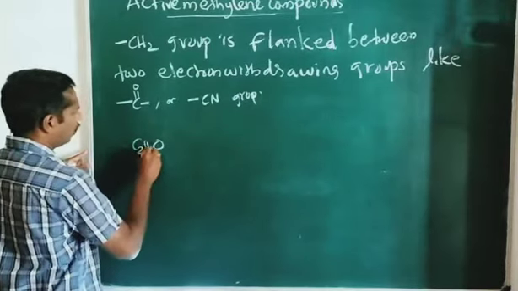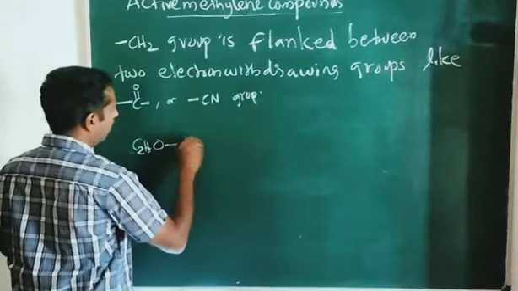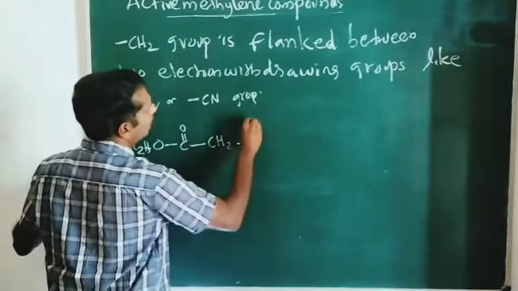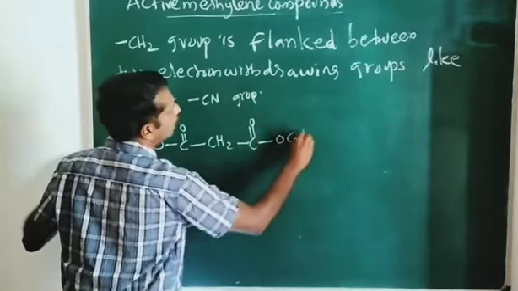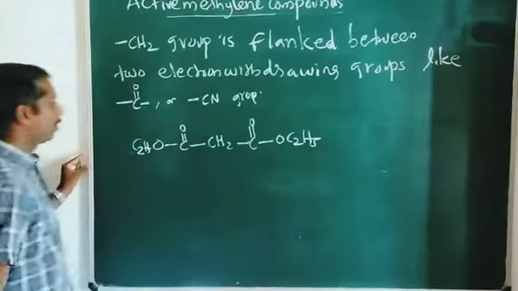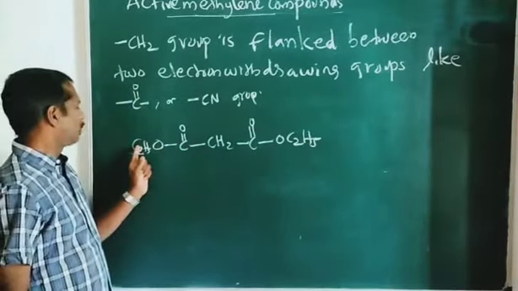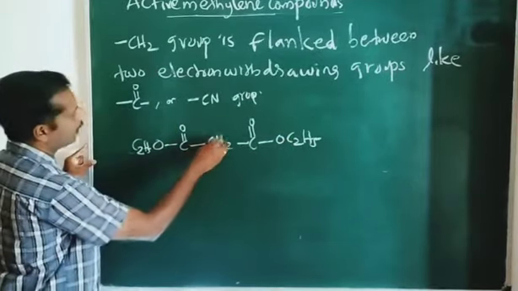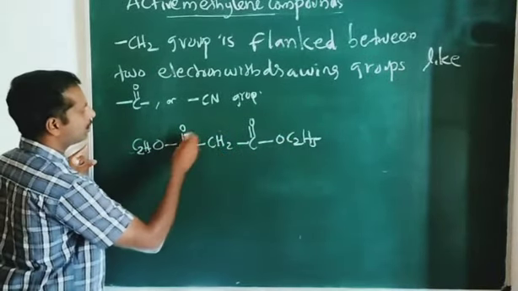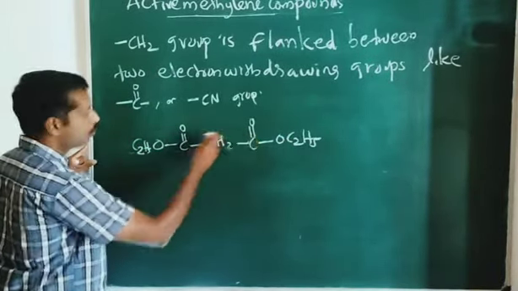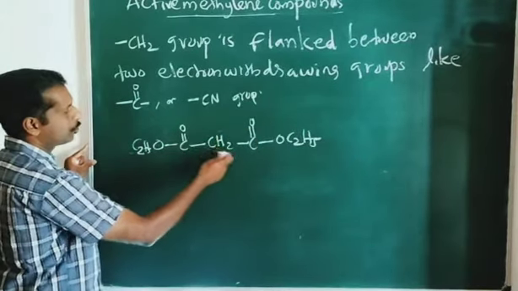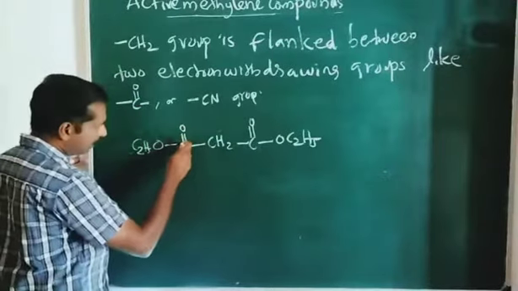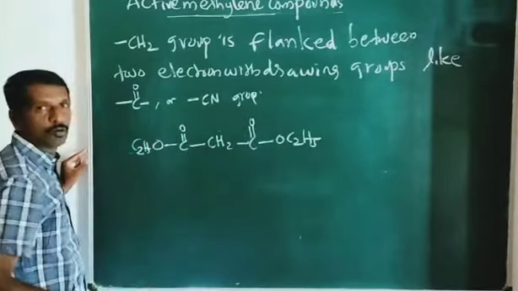Okay, example. Look at here: C double bond O, CH2, C double bond O, OC2H5. So, CO CH2 CO OC2H5. This CH2 group is in between two CO groups, in between this CO group and this CO group.